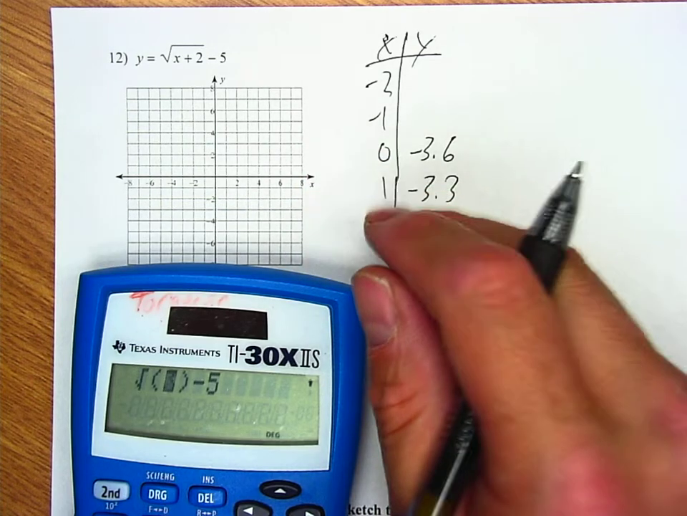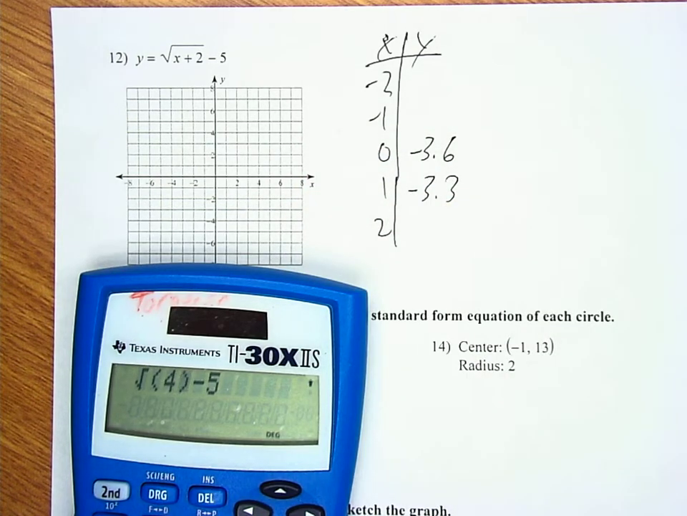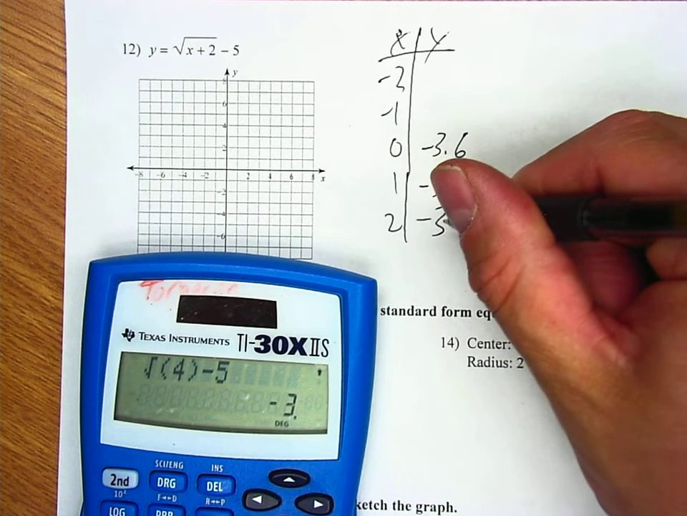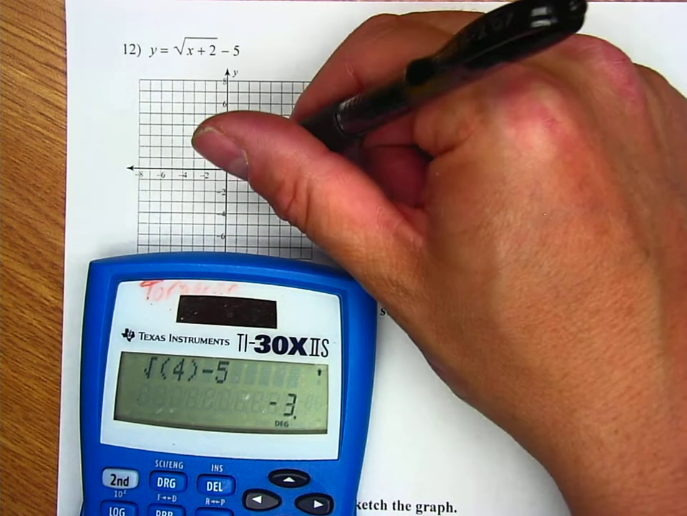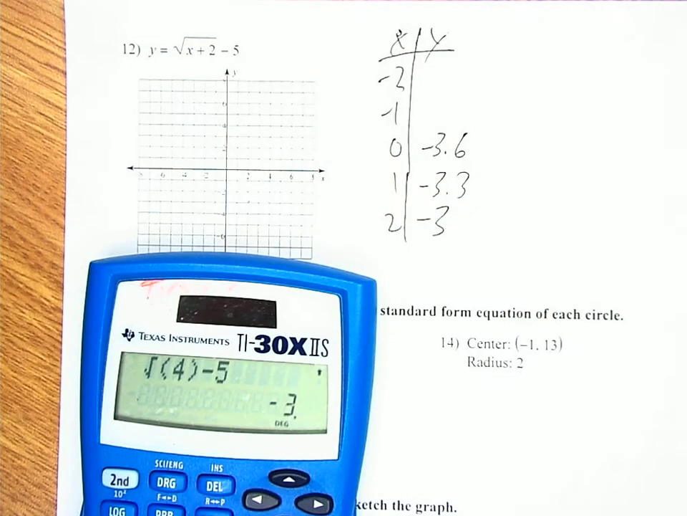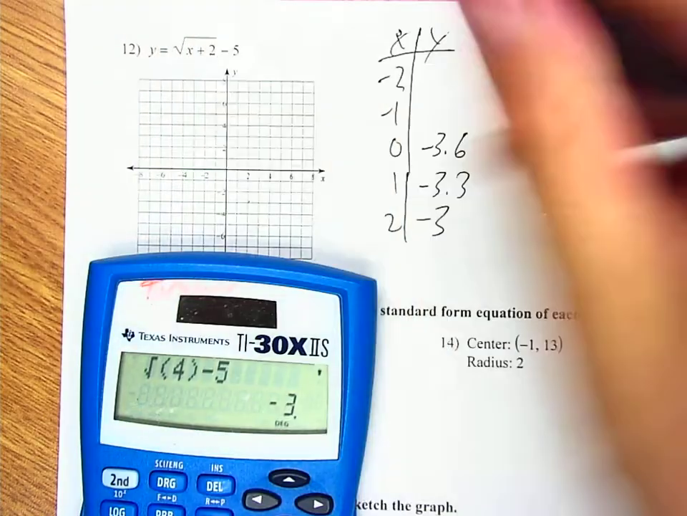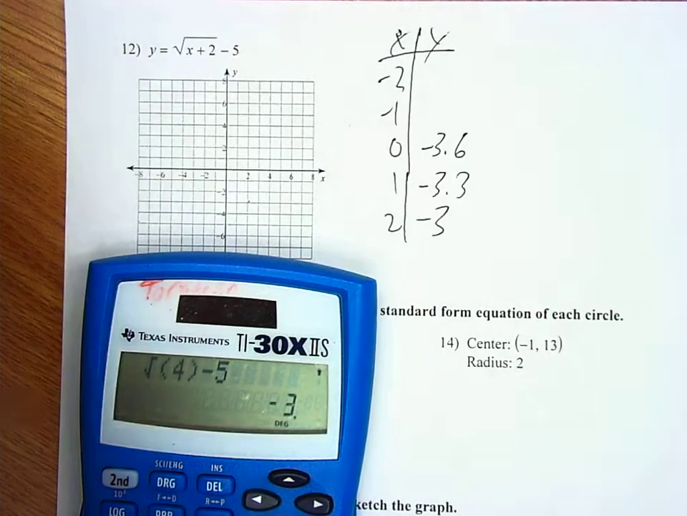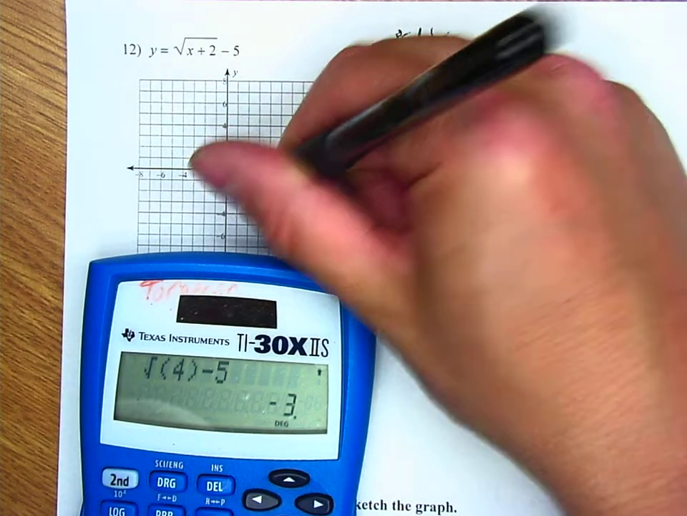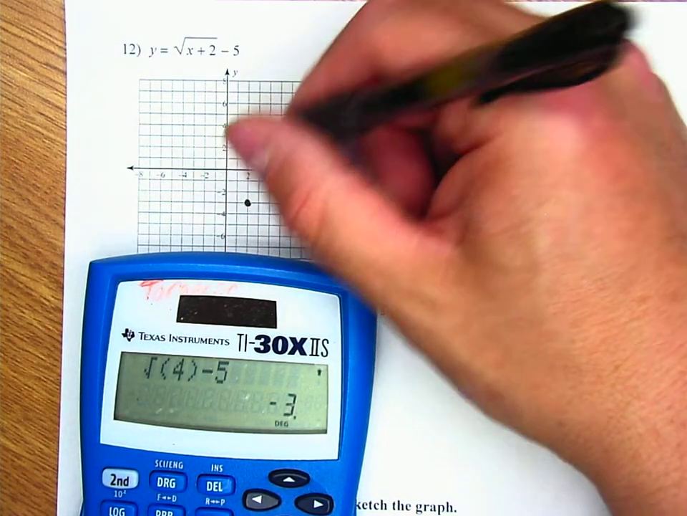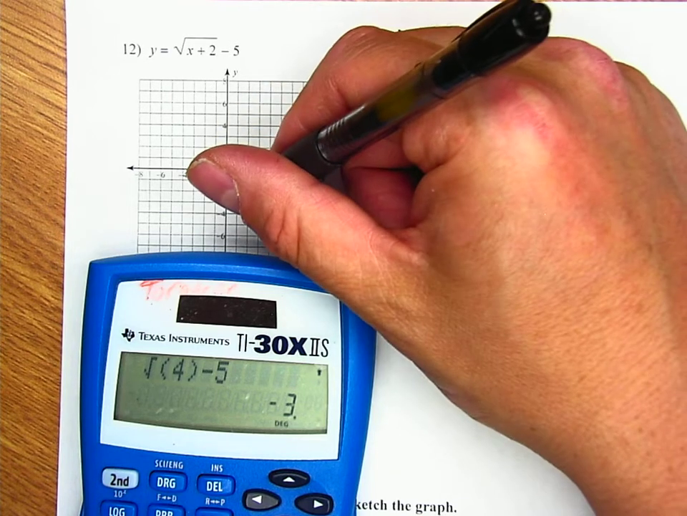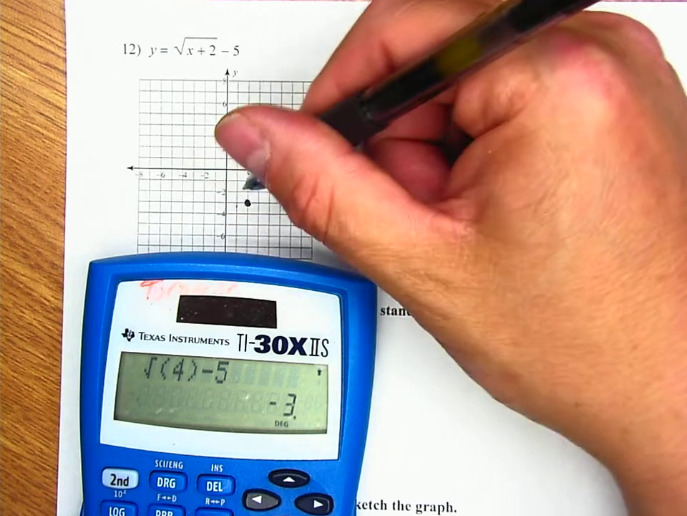Then we have the square root of 4 minus 5. Now that one we don't have to use the calculator for, because square root of 4 is 2. That's negative 3. So that's the first one I'm going to actually plot, 2, negative 3. The reason that's the first one I'm going to plot is because it's the easiest one to plot of that group, and it's the only one that's actually an integer value. I can plot the other ones as well if I want. They're just here and here, those 2 spots.